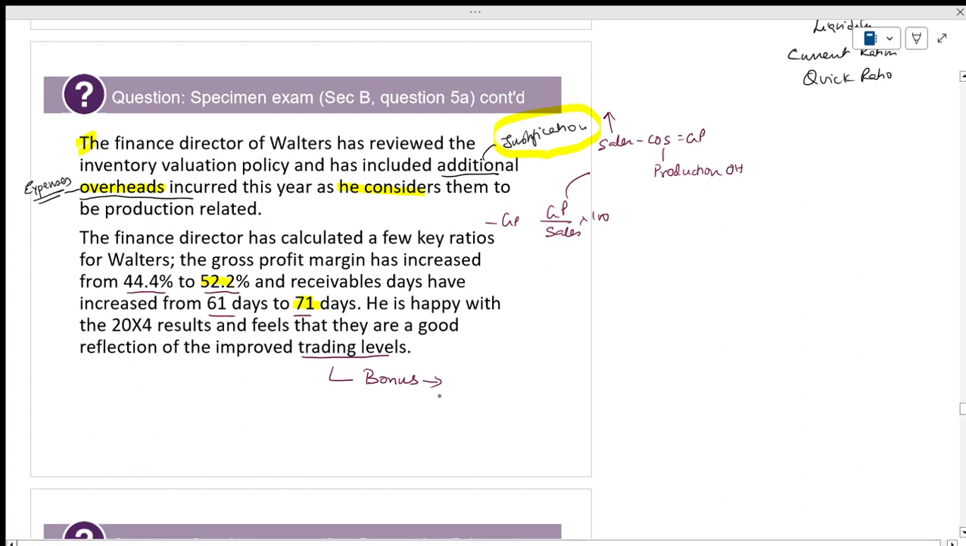These are the expenses. Additional overheads. Overheads are expenses, but which expenses we don't know. They simply say it is additional overheads. Is it related to inventory or not related to inventory? We should know. As an auditor, you should know which is related to which one.